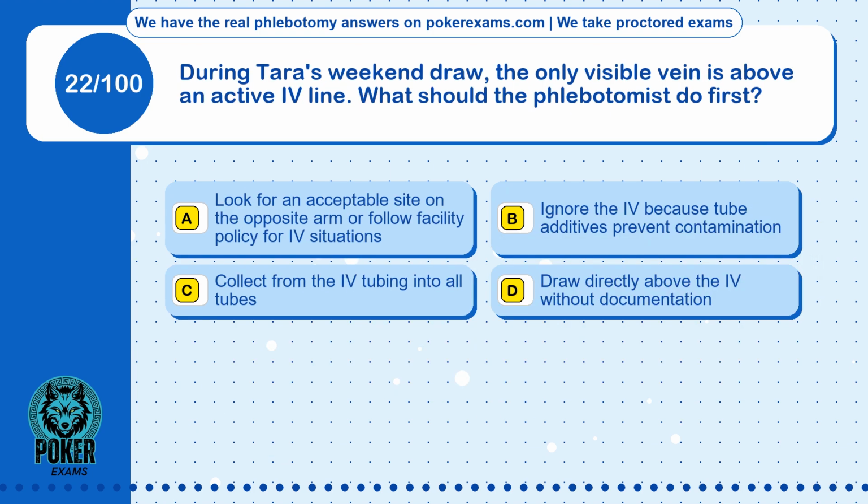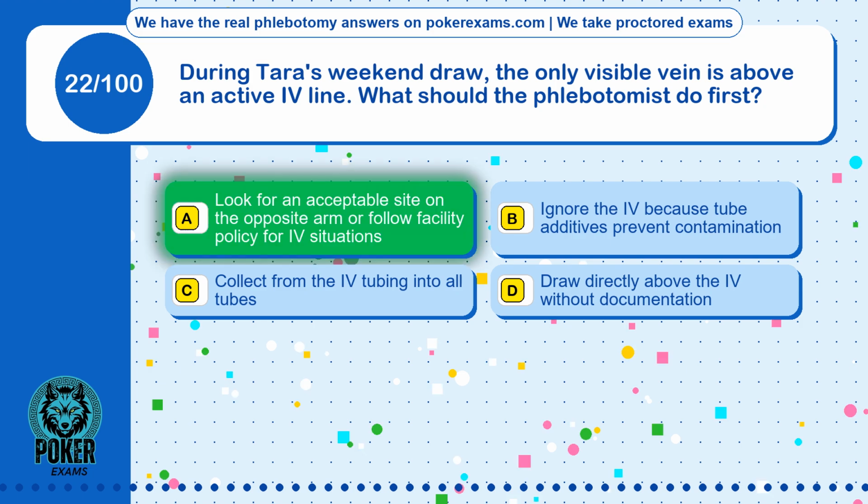Question 22. During Tara's weekend draw, the only visible vein is above an active IV line. What should the phlebotomist do first? Option A. Look for an acceptable site on the opposite arm or follow facility policy for IV situations. Option B. Ignore the IV because tube additives prevent contamination. Option C. Collect from the IV tubing into all tubes. Option D. Draw directly above the IV without documentation. The correct answer is option A.